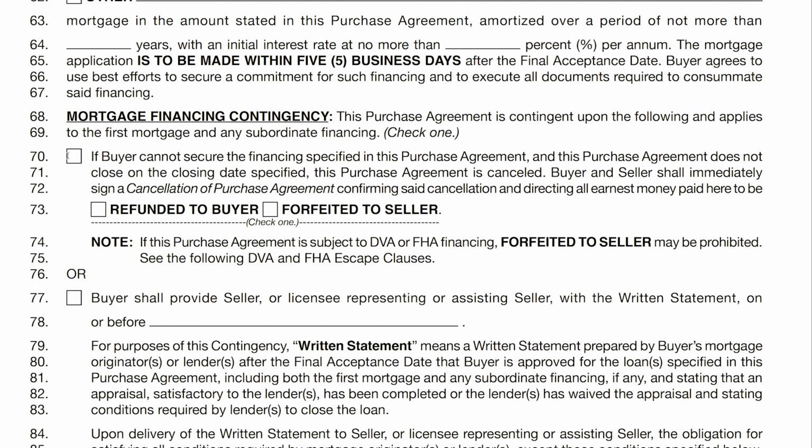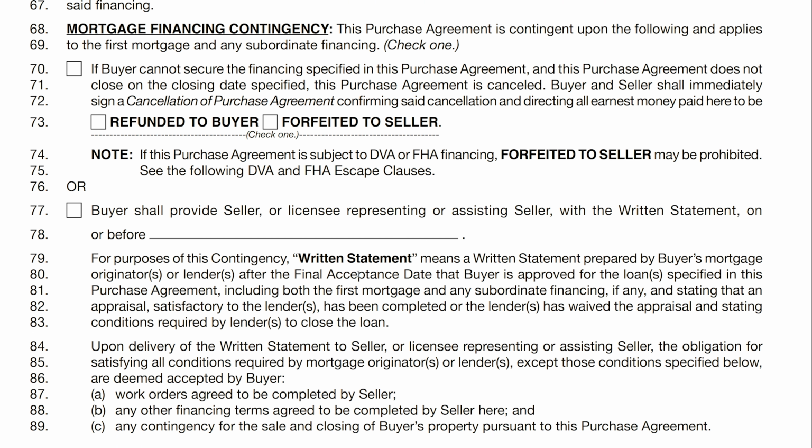This is probably the best case scenario for the buyer. If it's not super competitive, this is what I'm checking. I'm doing line 70 and then refunded to the buyer. If it's maybe a little bit more competition, you could maybe do forfeited to seller. You could do a portion of it forfeited to seller.